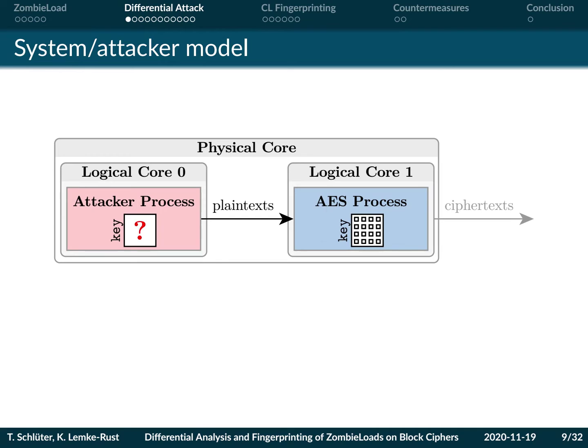And as well, we have the following information. Of course, we see intermediate values of the cryptographic algorithm via ZombieLoad. So we perform in the attacker process concurrently ZombieLoads and hope to see intermediate values. And of course, the end result should be the cryptographic key in the attacker process.